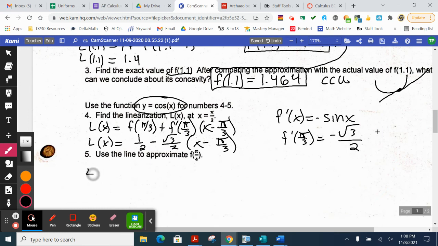All right, last one. Go ahead and approximate this. And ultimately, you're going to write f of pi over 4 is approximately whatever that spits out. Let's see what time we get out here. What is it?